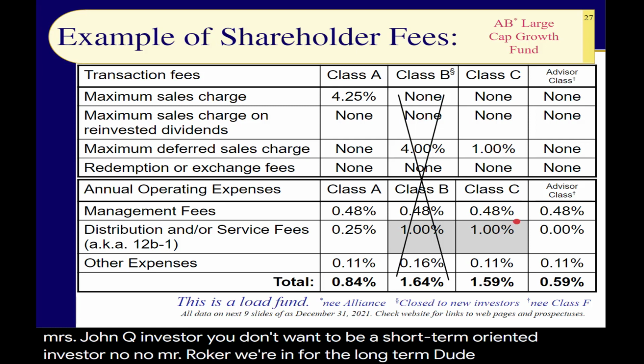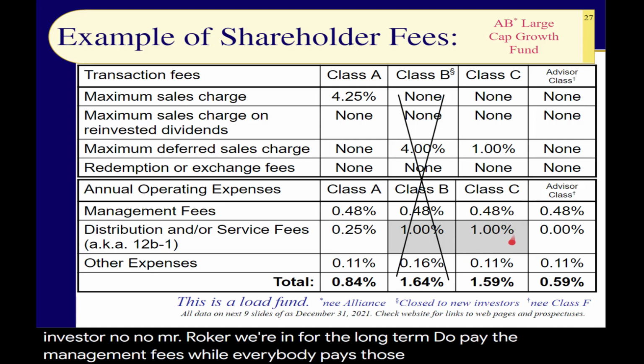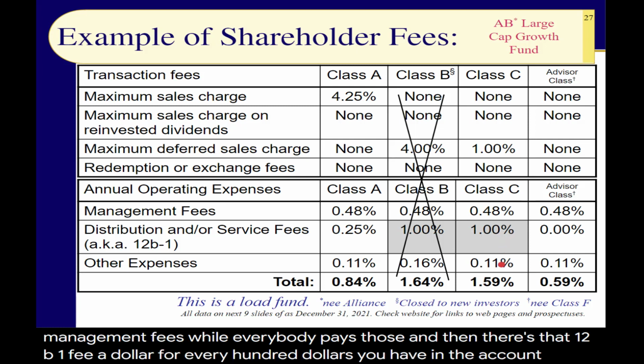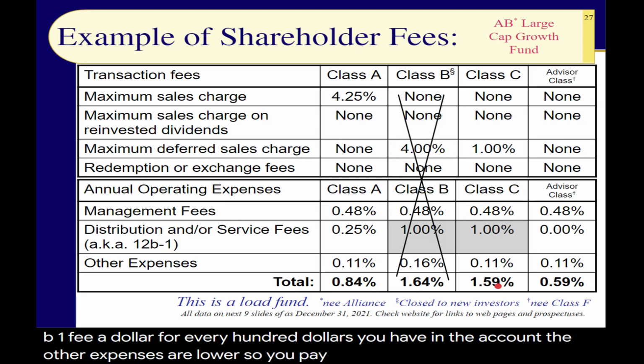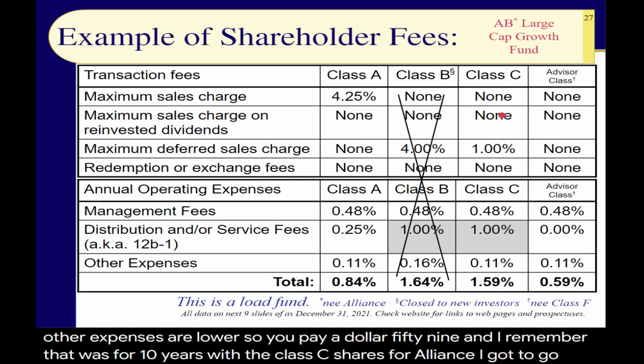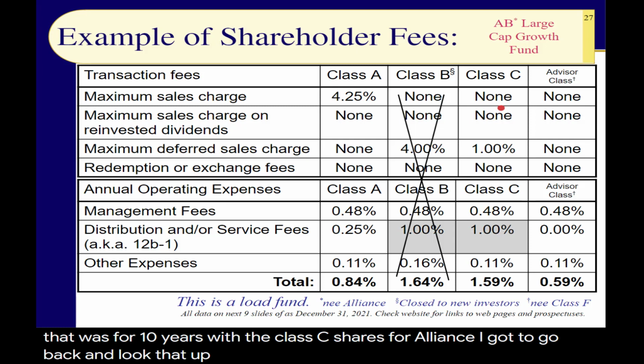But you do pay the management fees. Well, everybody pays those. And then there's that 12B1 fee. $1 for every $100 you have in the account. The other expenses are lower, so you pay $1.59. And as I remember, that was for 10 years with the Class C shares for Alliance. I got to go back and look that up. But yeah, so $1.59.